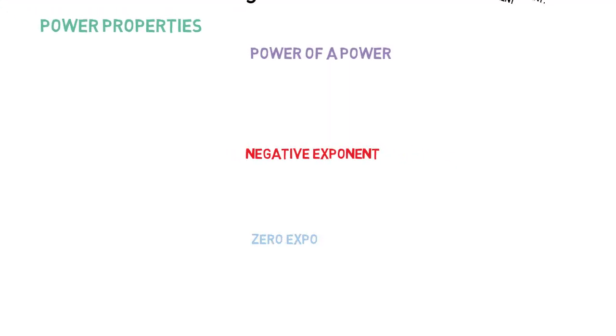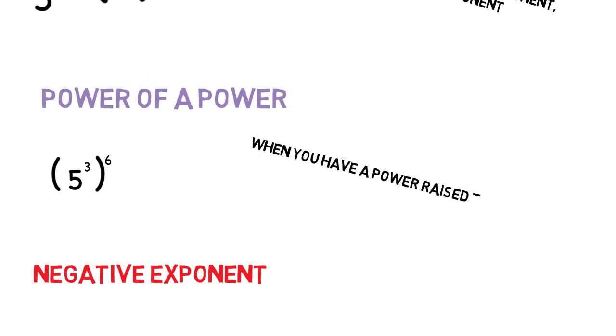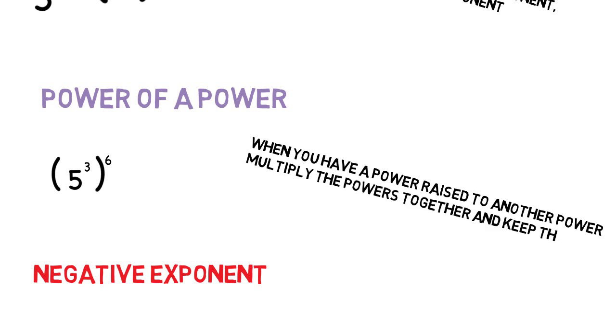Then we have our power properties. So we have power of a power, a negative exponent, and also a zero exponent. So power of a power is when we have a power raised to another power. So 5 to the 3rd raised to the 6th. When we have a power raised to another power, we can multiply the exponents. So 5 to the 3rd to the 6th would become 5 to the 3 times 6, which is equal to 5 to the 18th.